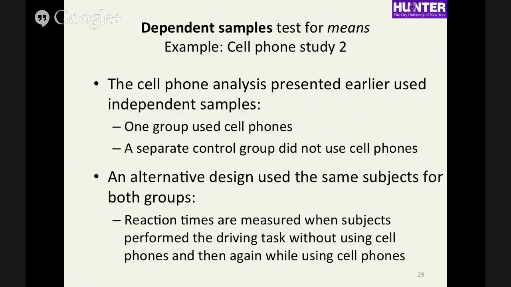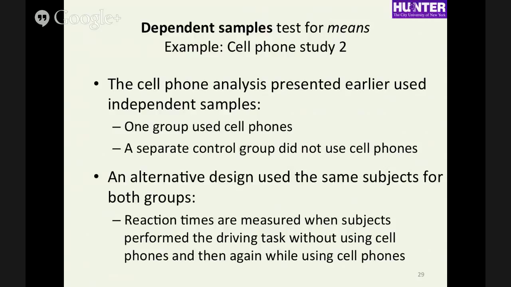So let's think about a different way to do the experiment. Suppose that instead we took our same 64 people, and with each of them, we had them do the driving test twice, once using a cell phone and once without using a cell phone. So that becomes a paired samples test, right? You're going to look at the difference in response time for each individual when they're using the phone and when they're not using the phone.